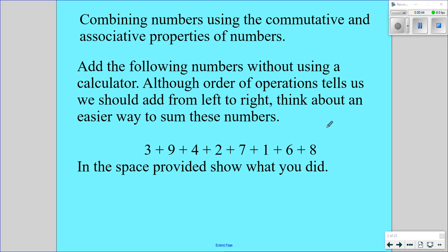So again, just think about it. How would you add all of these numbers? How would you group them? And then find the result.